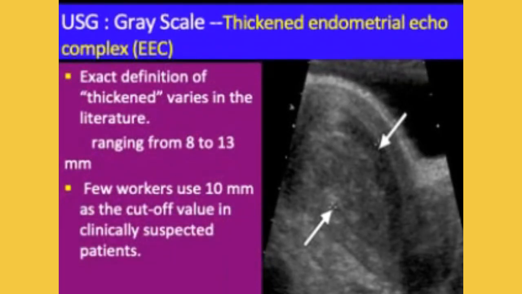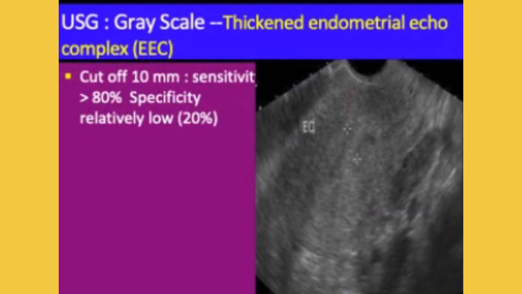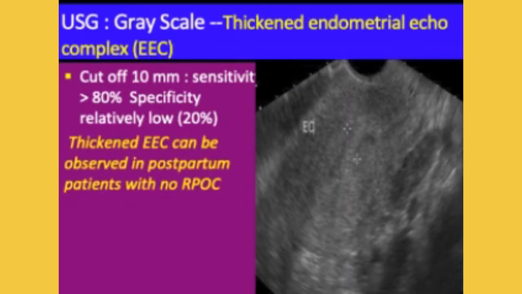So one of the most important findings is the thickened endometrial echo complex. This is a thickened, irregular endometrium. The exact definition of thickened varies in literature. It ranges from 8 to 13 millimeters, but a few workers use 10 millimeters as a cutoff in the clinically suspected patient, and they have found that this has a specificity of more than 80%. It has slightly lower sensitivity because a thickened endometrial echo complex can be observed in postpartum patients with no RPOC. But if we have taken the clinical history well, then we might not miss our diagnosis.